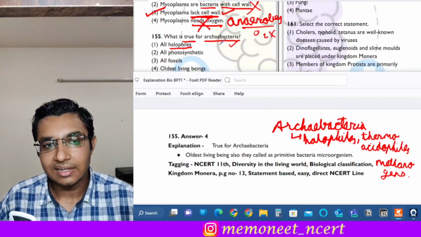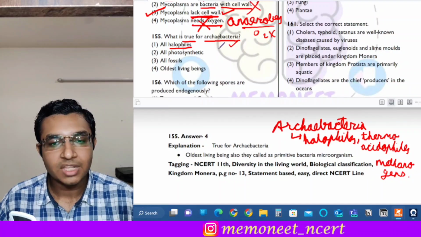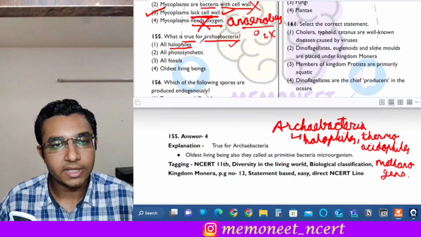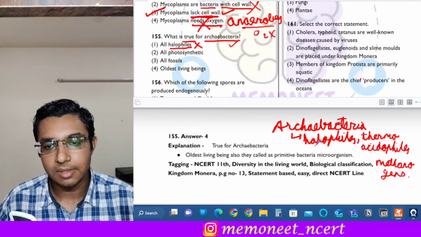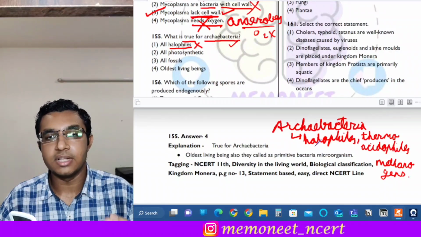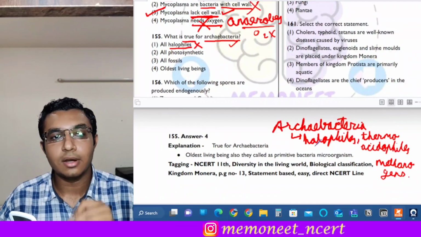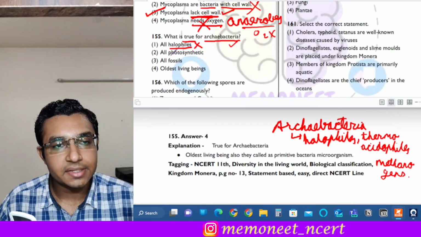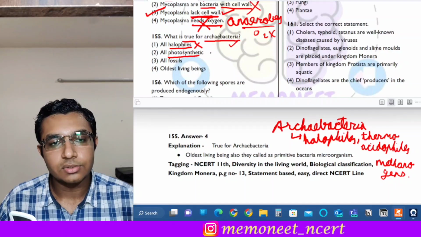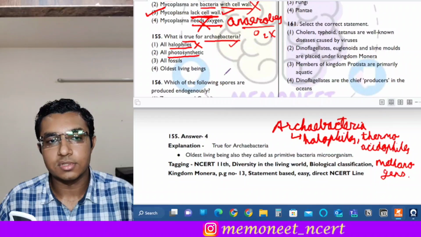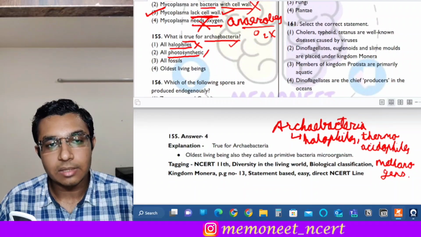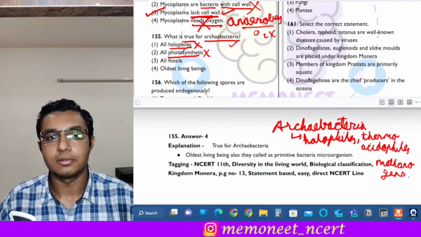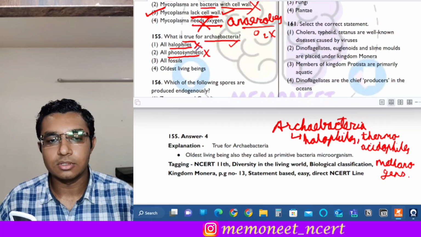So are the archaebacteria all halophiles? No, they are not all halophiles. Okay, they are of different types. They may be halophiles, they may be thermoacidophiles, they may be methanogens. So they are not all halophiles. So this statement is incorrect. Then second is they are all photosynthetic. So see, these are not all photosynthetic. Okay, in them some chemosynthetic organisms are also present. Okay, so second statement is also incorrect.